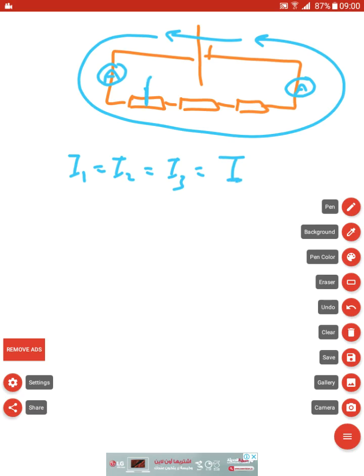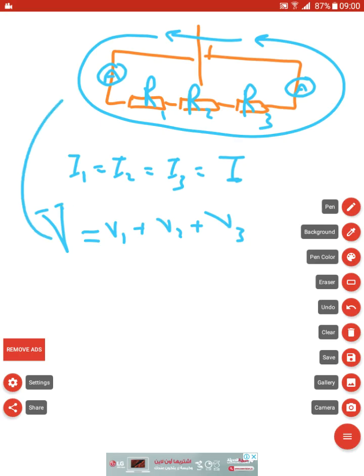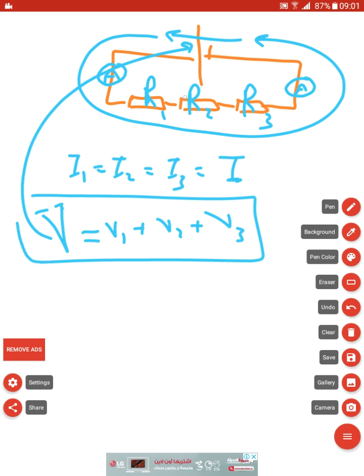But the voltage across each resistor may be the same if all resistors have the same value. The voltage across the first resistor, the second resistor and the third resistor have to add up to equal the voltage of the power supply. So the voltage will split across the resistors, in equal values if the resistors have the same resistance, or differently if the resistors are not the same.